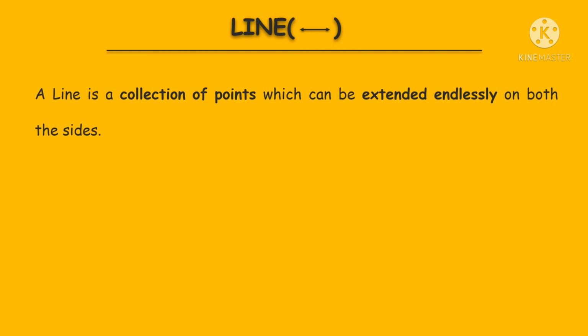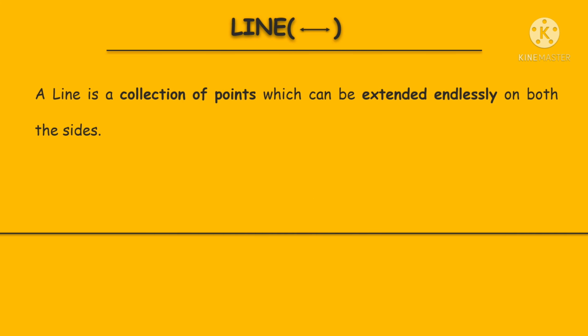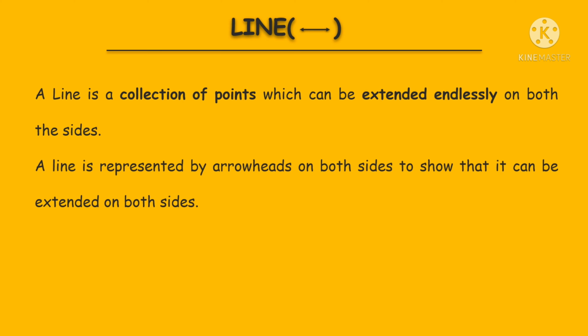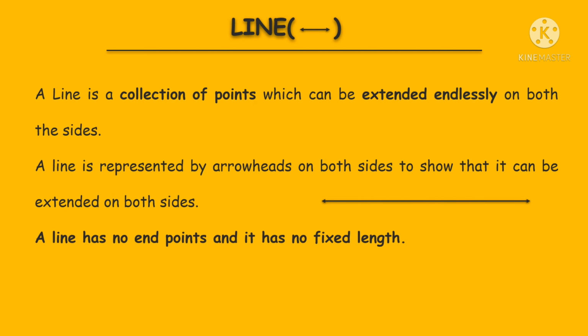Line. A line is a collection of points which can be extended endlessly on both sides. A line is represented by arrowheads on both sides to show that it can be extended on both sides. A line has no endpoints and it has no fixed length.